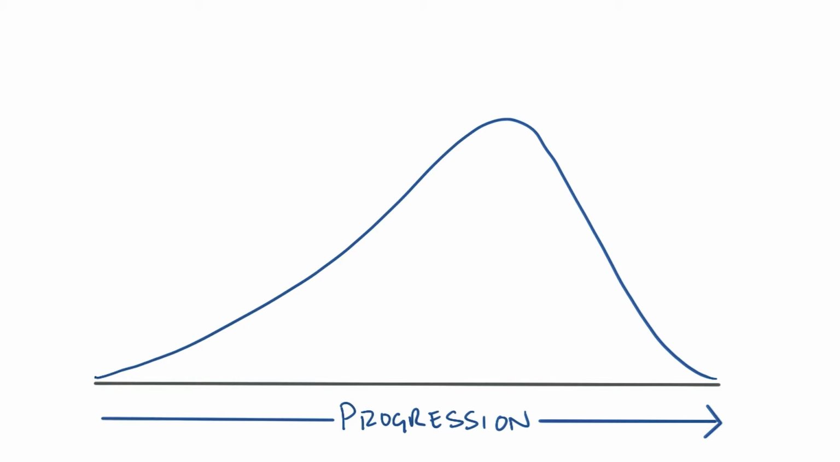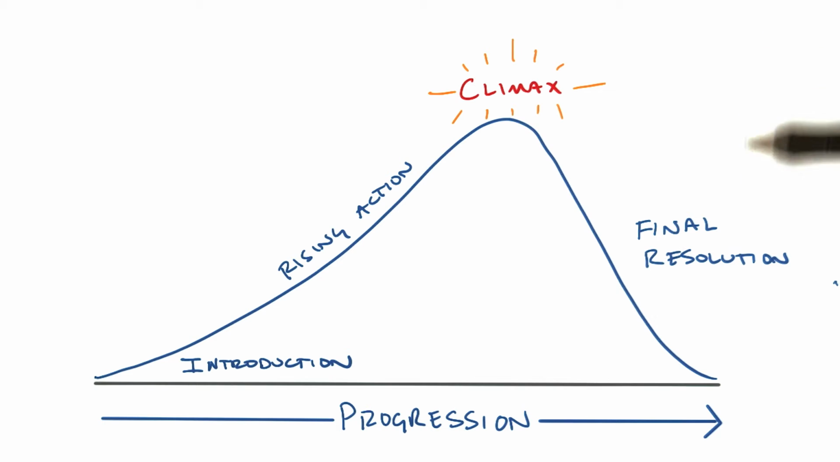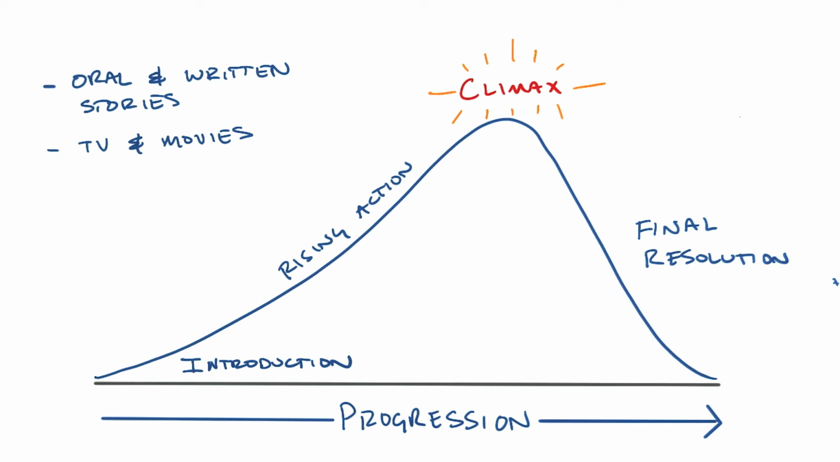When you learned about storytelling in school, you probably learned that good stories have a predictable arc. They typically start out with an introduction, followed by a rising action, a climax, and finish with a final resolution. This is the way storytelling has been done for years, and works well in a variety of formats, such as oral and written stories, and TVs and movies.